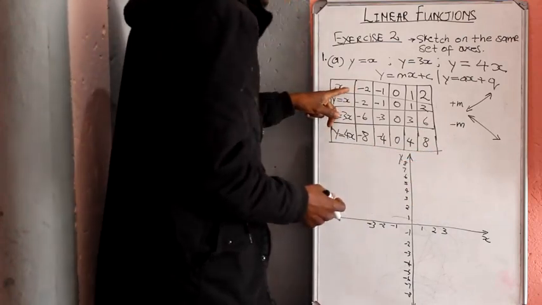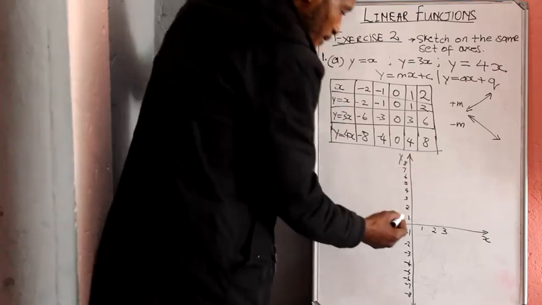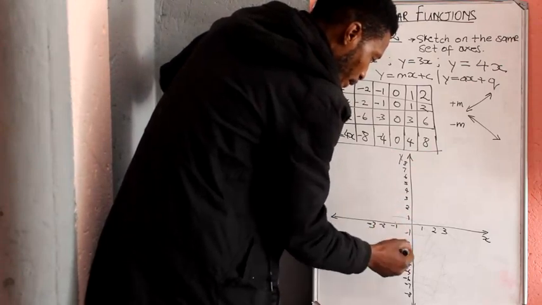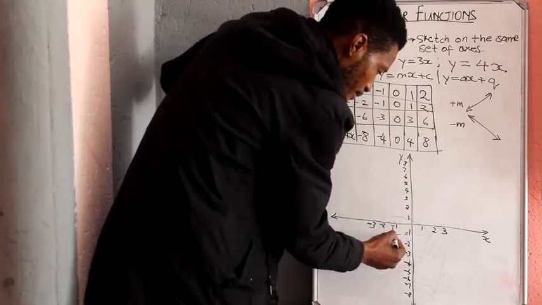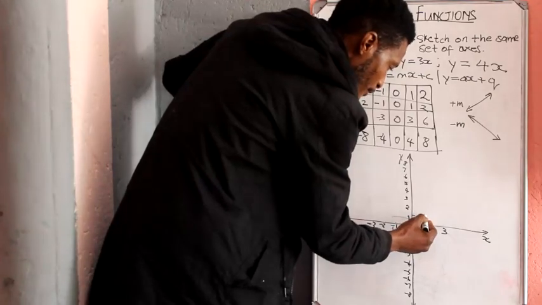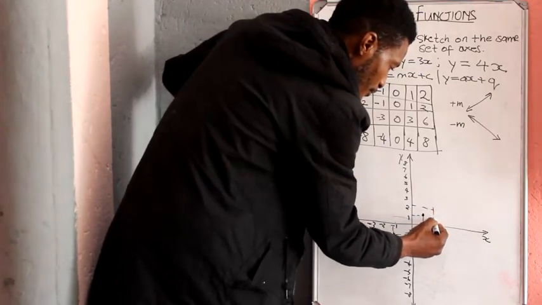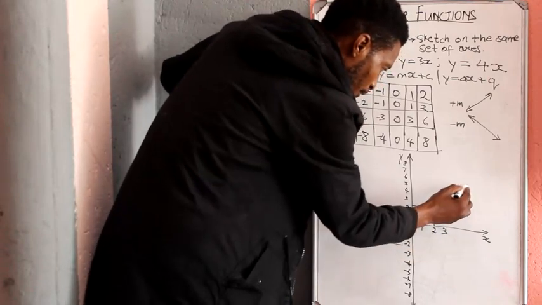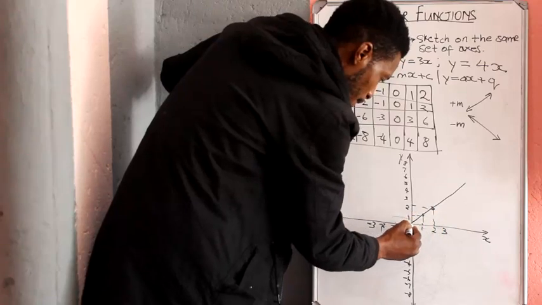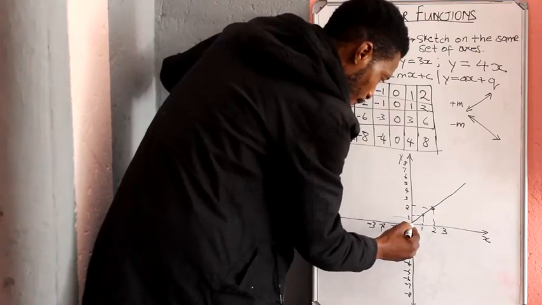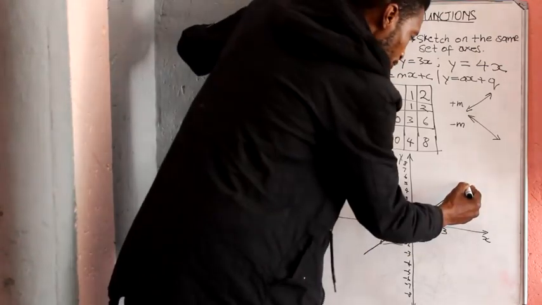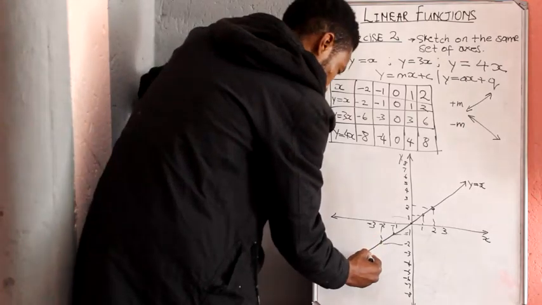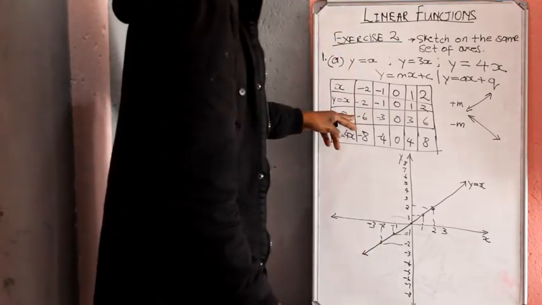Remember the one for y equals x, every point is where, for instance, it's minus to minus, positive to positive, -2 to -2, and then we join those points passing through the origin, and that is your y equals x graph. Done with that one. We go to the next one.